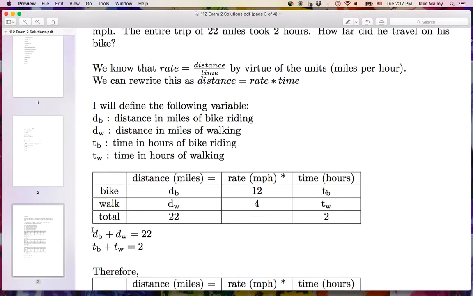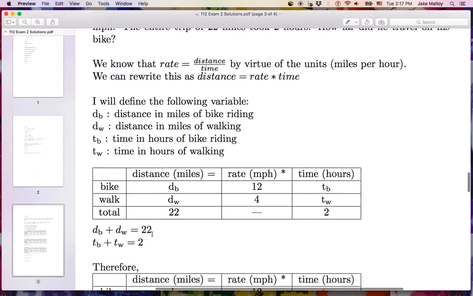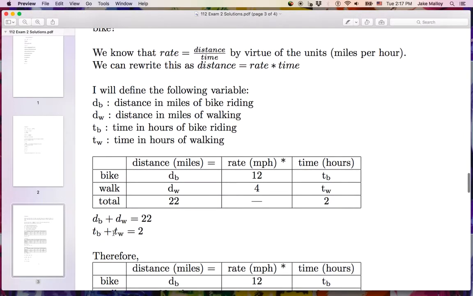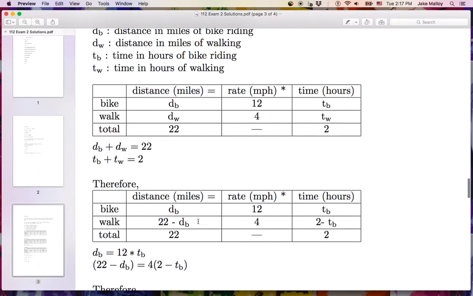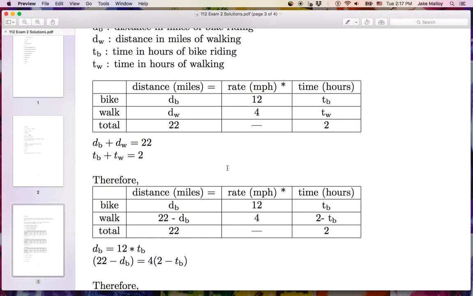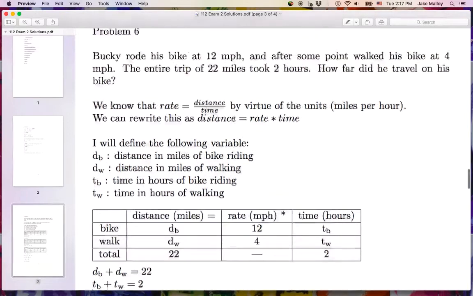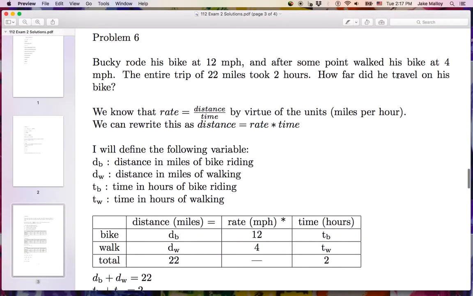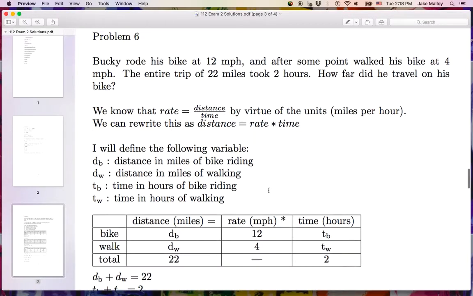So I know a few things. I know that the distance I biked plus the distance I walked gives me 22. And I also know that the time I biked plus the time I walked equals 2 hours. So I can use that information to adjust my chart. What I want to do is try to get down to where I have fewer and fewer variables, because if I can do that, then I have a chance of figuring out what that unknown quantity is. In my case, I want to know how far, so I want to know the distance traveled on the bike. Some people stopped at answering the time on the bike, and that's not quite what the question's asking.